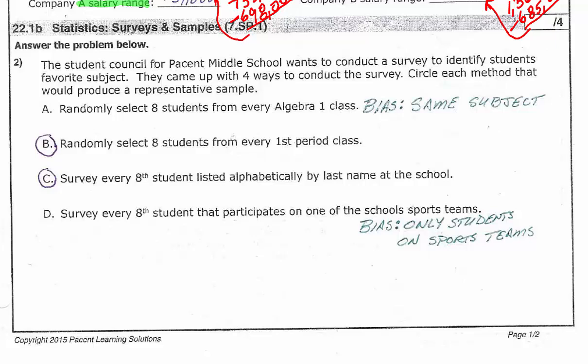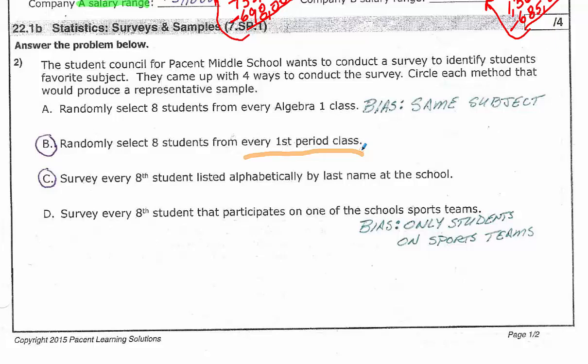Well, there's a bias anytime you pick your entire group from the same subject. You're going to a math class, and algebra is often a class that students can choose to take, and you're asking them their favorite. Not a good sample to understand what students as a whole want, especially at a middle school. B, randomly select 8 students from every first period class, not just the math classes, not just the PE classes, every class. That's a good sample. That's going to give you something random.